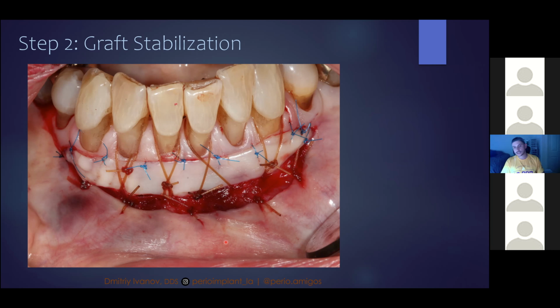The blue sutures are the first sutures I do, because I just do interrupted sutures through the remaining attached tissue. And then these crossing mattress sutures that I do secondarily are the periosteal sutures that are allowing me to compress the graft into the periosteal bed.